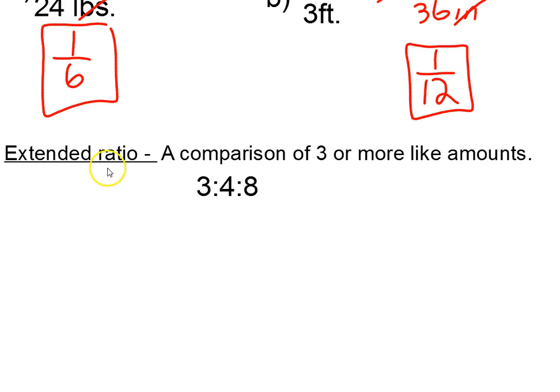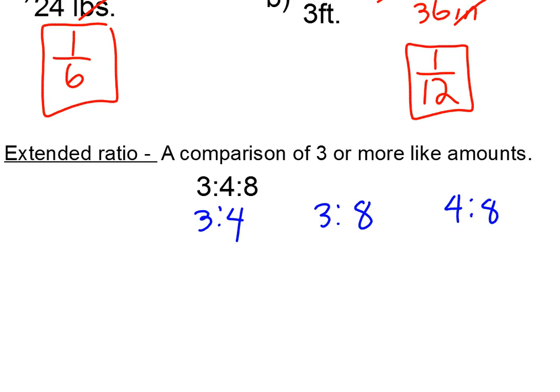An extended ratio is just a comparison of 3 or more like amounts. For example, 3 to 4 to 8. Now notice, I could make 3 different ratios out of this extended ratio. Who can tell me one ratio? Tyler? 3 to 4. What else could I do, Carla? 3 to 8. What's the other one I could do? Sammy? 4 to 8, right?